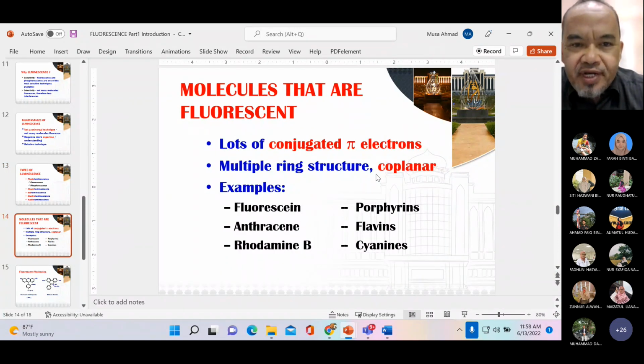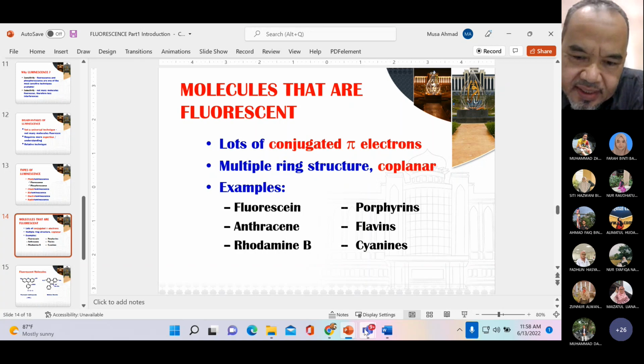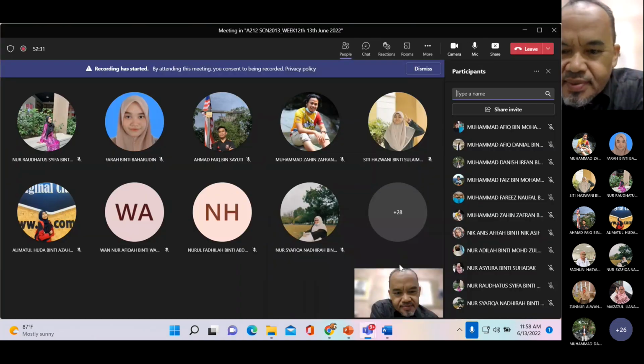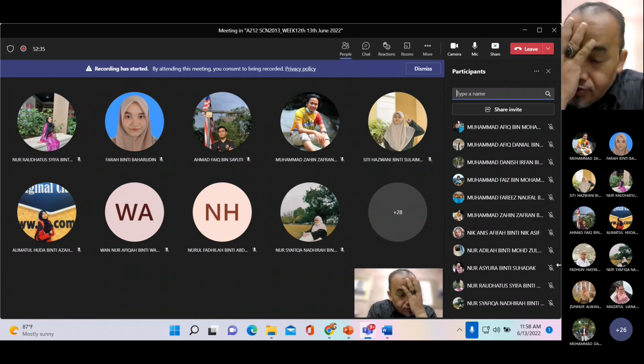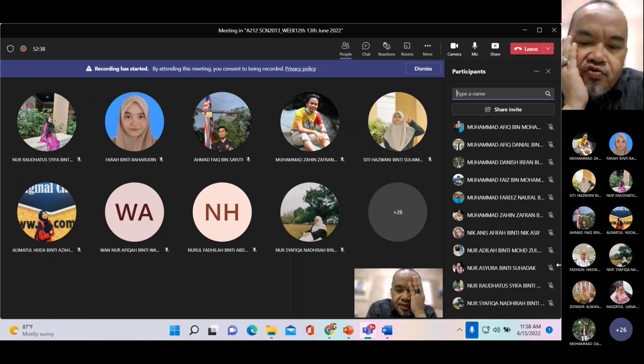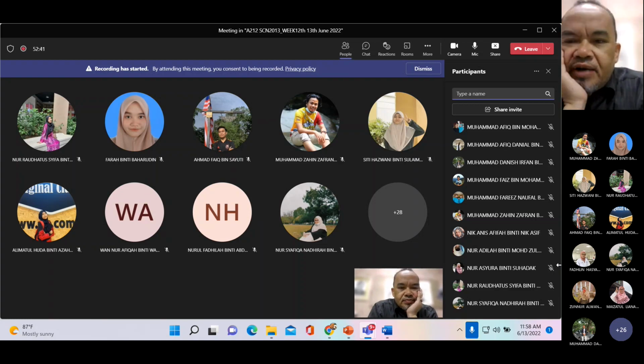Molecules that fluoresce: how can we know whether a molecule is going to fluoresce or not? Maybe I start for a while. What makes a molecule fluoresce? To your understanding, how do we know whether that molecule is going to fluoresce or not? What sort of hint do we have?